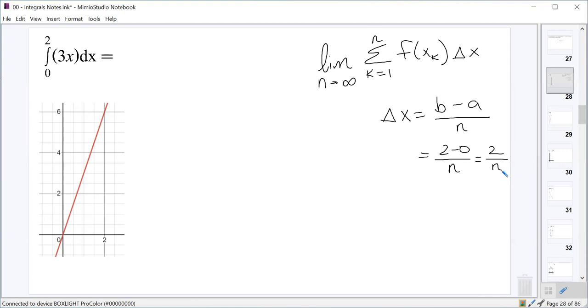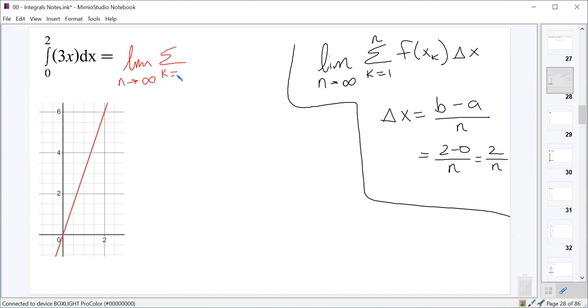Now, what we're then going to have to do is figure out what x sub k actually represents. And so we'll start this off by just writing out this integral as this limit. So it's going to be a limit as n approaches infinity of a sum from k equals 1 to n of f of x sub k. Well, f of x is 3x, so f of x sub k will just be 3x sub k times delta x, which we just found to be 2 over n. And we now need to figure out what x sub k is.